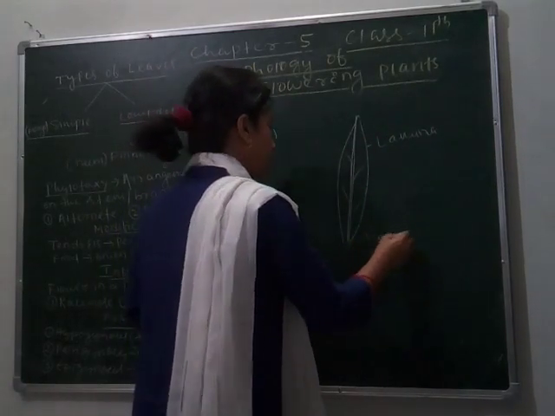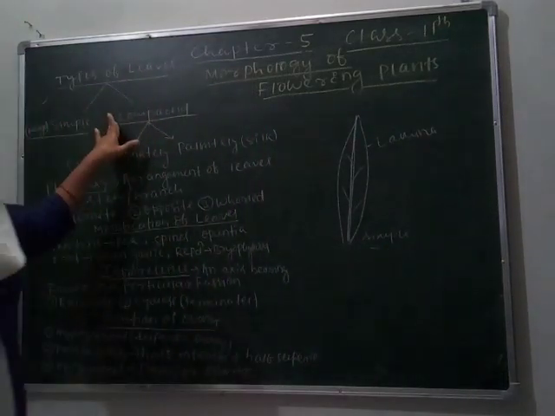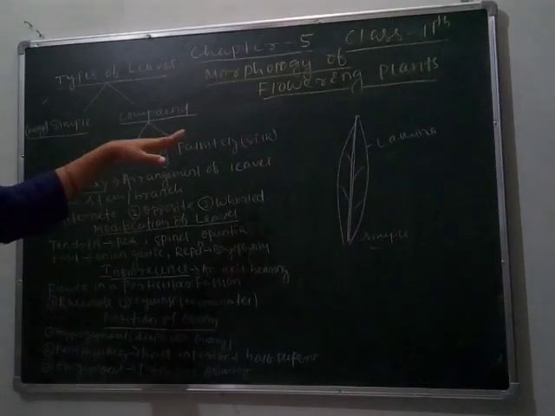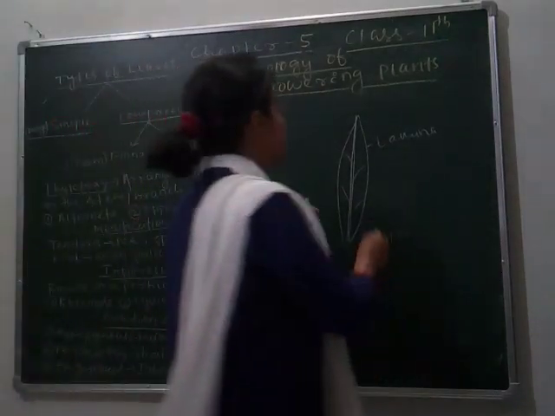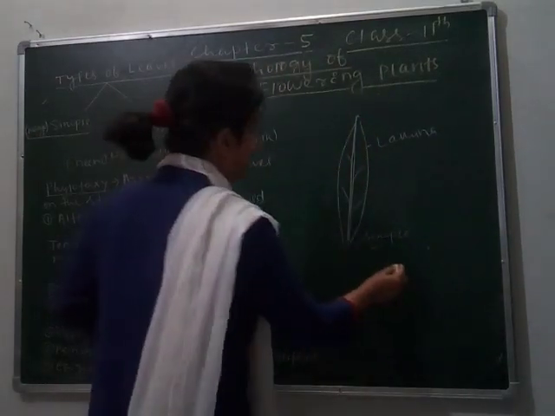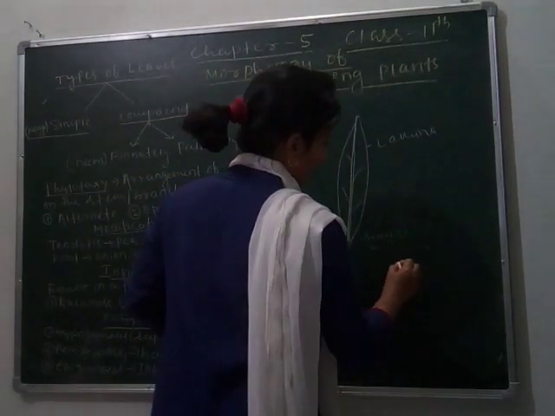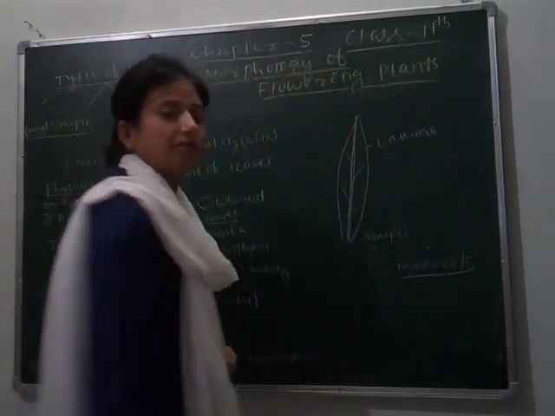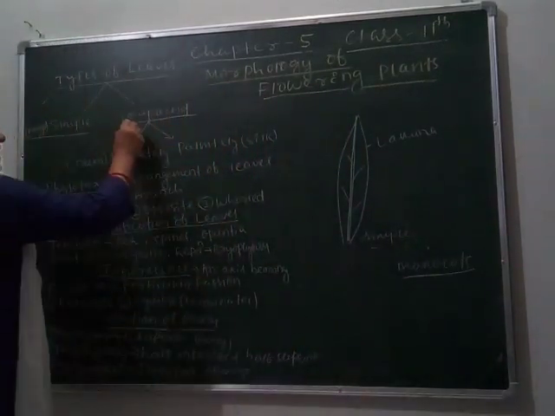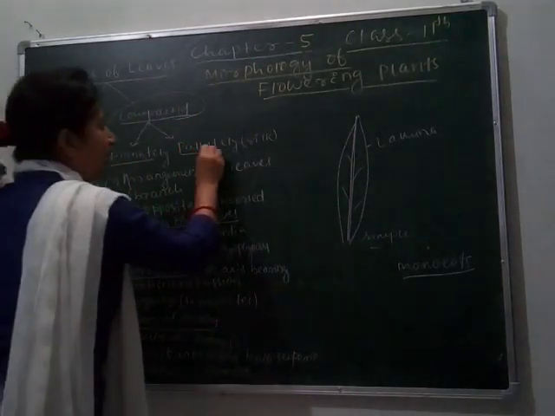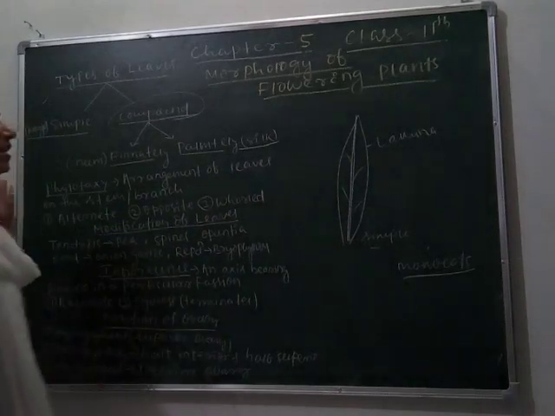Clear? And what is compound? Compound leaf means when the tear touches the midrib. In compound, it touches the midrib, like your monocots. Here again the compound leaf is divided into pinnately compound and palmately compound.